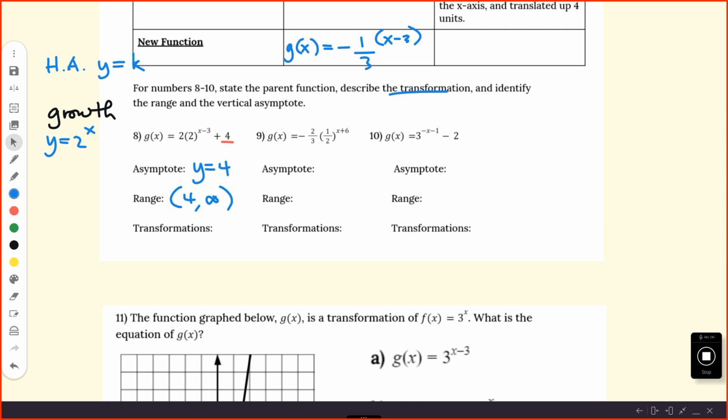Okay? Now, help me write the transformations. So what is the first transformation? Stretch by 2. Vertical stretch by 2. Or let's just write stretch by 2. And then, again, the 2 here is the base. We're not going to include that in our transformation. We're going to proceed with minus 3. What is this? Right 3. And then plus 4, up 4.